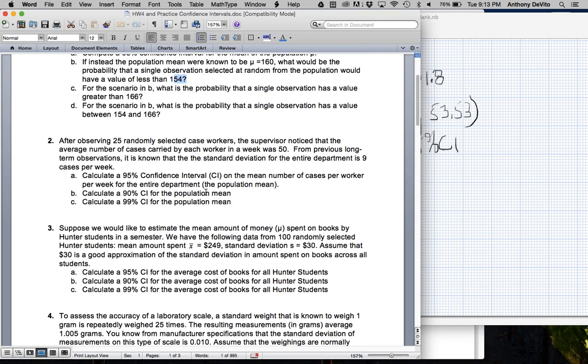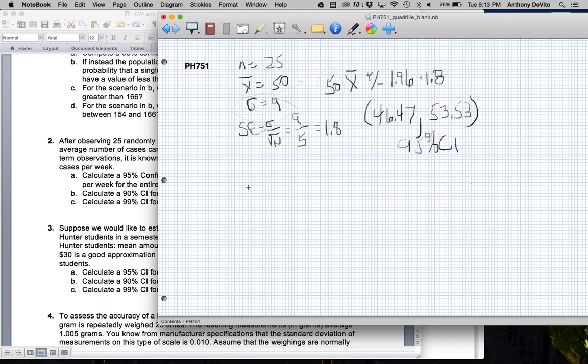Calculate a 90% confidence interval for this population. And how about a 99% confidence interval? Well, what we're going to do then is, instead of using 1.96, for a 90% confidence interval, we are going to say 50 plus or minus 1.64 times our standard error of 1.8. That's going to make our margin of error smaller, since it's a smaller number here, right?